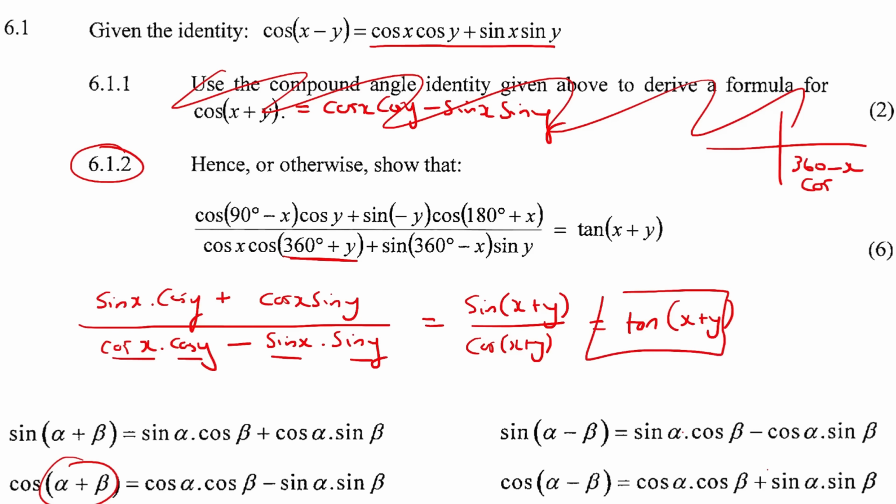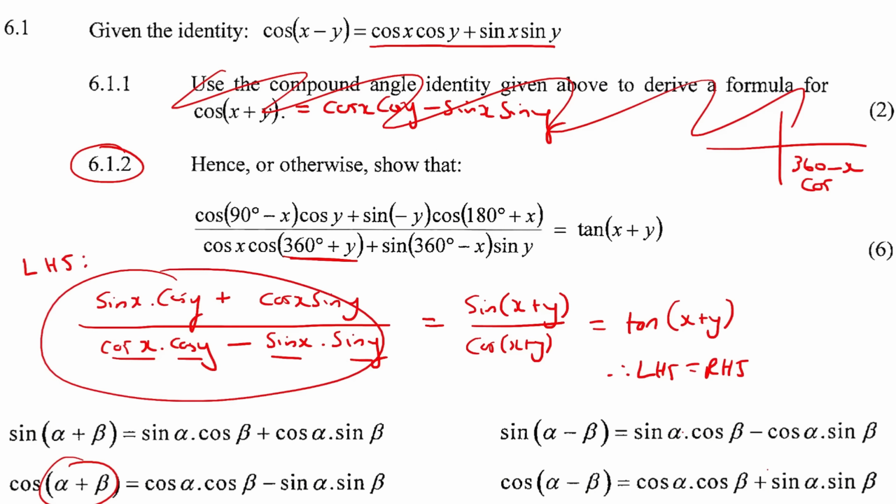So there we've done it. We've shown that this side is equal to that side. And so we could just say here, therefore left hand side is the same as the right hand side. We could have actually just said here left hand side when we started working on this one.